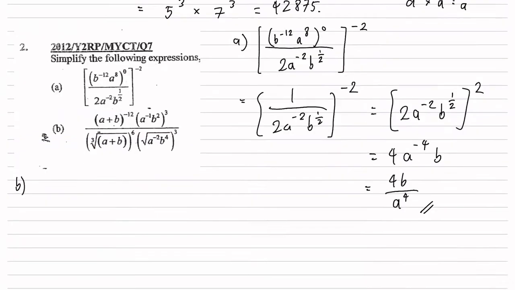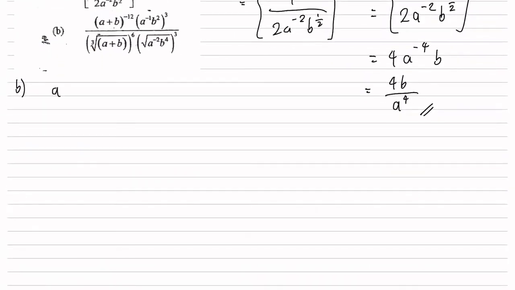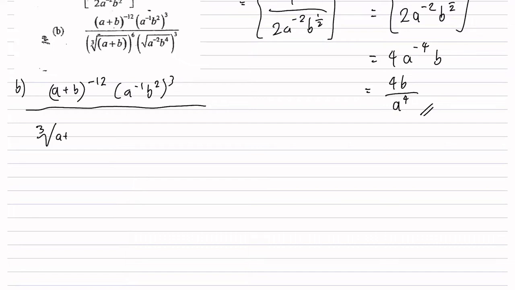Part B, this one just recap. I'm sure you know all this. Okay, then (a plus b) to the power of -12 times (a power -1 b power 2) power 3, all divided by cube root of (a plus b). Then outside of this cube root, you have a power 6, multiplied by square root of (a power -2 times b power 4). Then outside this entire square root, there's a cube. A bit challenging because there are square roots involved.